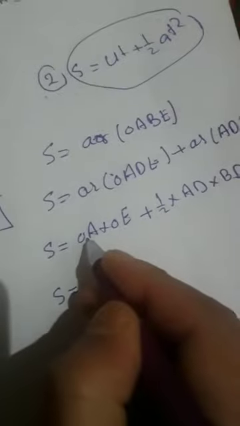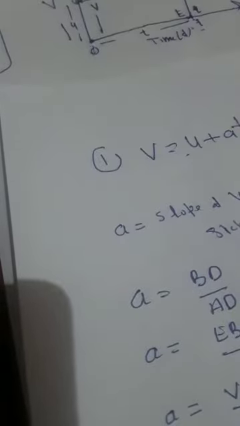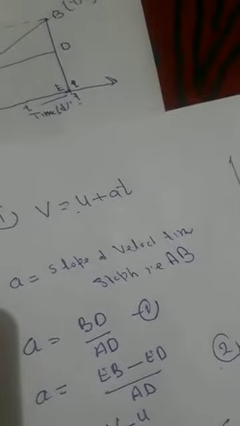If I look towards here, S is equal to, what is the value of OA? OA, you have already calculated. OA is equal to U, the initial velocity. OA is equal to U plus, into OE. If you look, I have already calculated OE is equal to T. This figure, from here to here, is T. So UT plus 1/2 of, what is the value of AD? AD is also T. This OE is equal to T. This is also T.